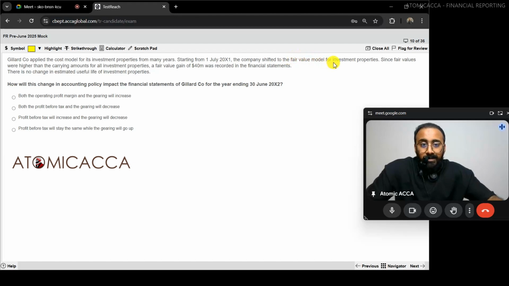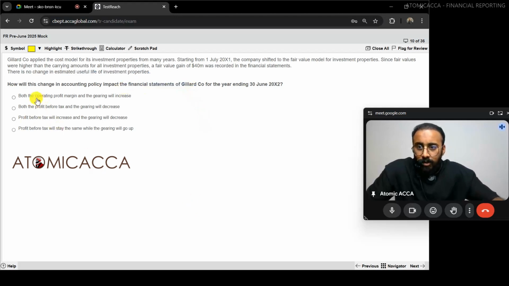The company shifted to the fair value model for investment property. Since fair values were higher than the carrying amount for all the investment property, a fair value gain of 40 million was recorded in the financial statements. There is no change in the estimated useful life of the investment property. And they're asking how this will affect the financial statements.